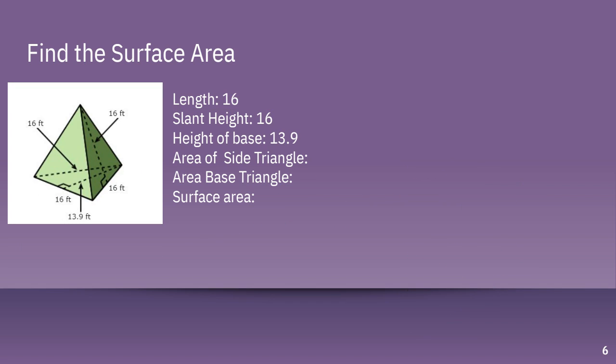For my next example, I'm going to do the same thing. You can either start with the area of the base triangle or the side triangle. It doesn't really matter. For the area of the base triangle, I again know that the formula is 1/2 base times height. So now I look for my information.